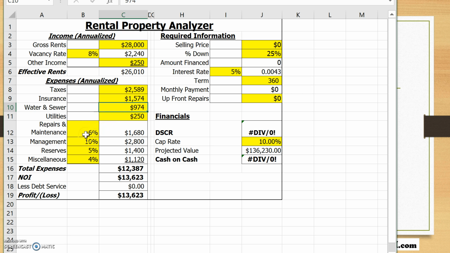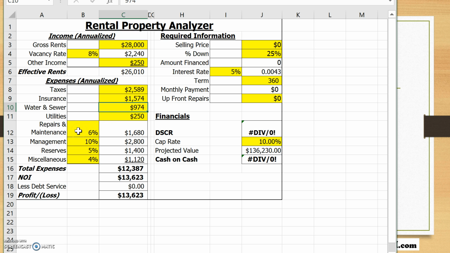Now for some other expenses, we put percentages in. That's because they fluctuate a lot month to month. So we can only make a rough estimate for the whole year, and we usually do it as a percent of rent. So we can assume that water or sewer is going to be $60 a month or $100 a month or whatever it is.